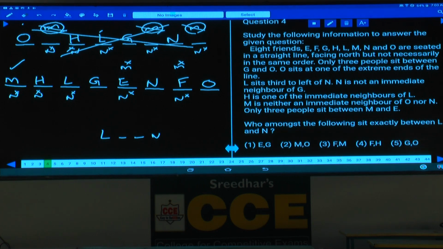Then question number 4. Who among the following sits exactly between L and N? Tell me who are the persons in between L and N? G and E are the 2 persons in between. Hence choice 1.